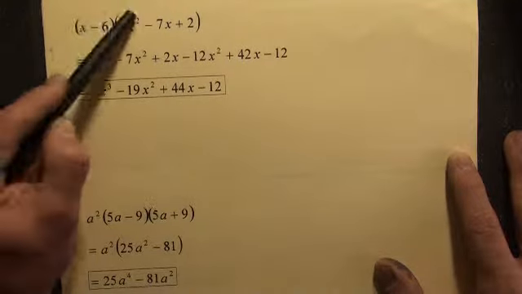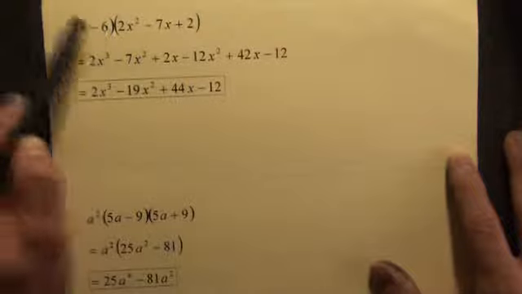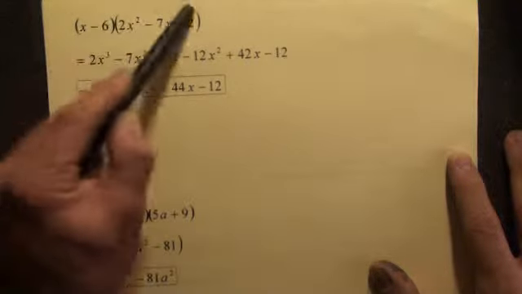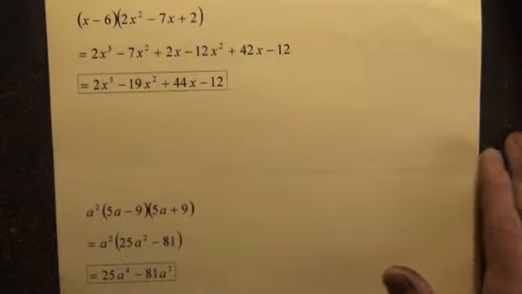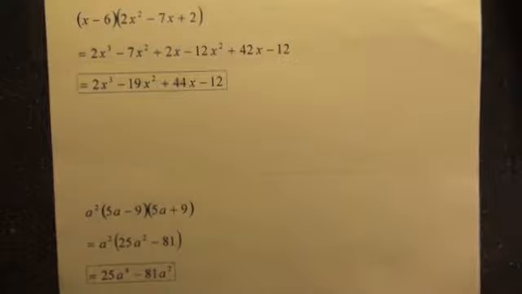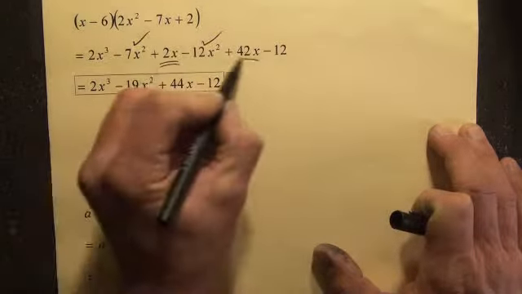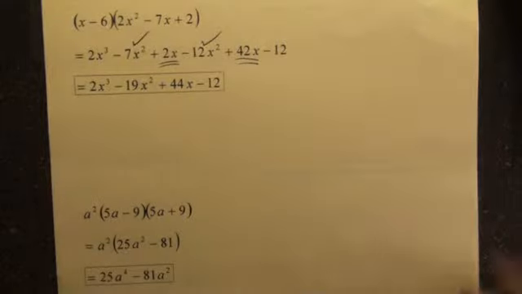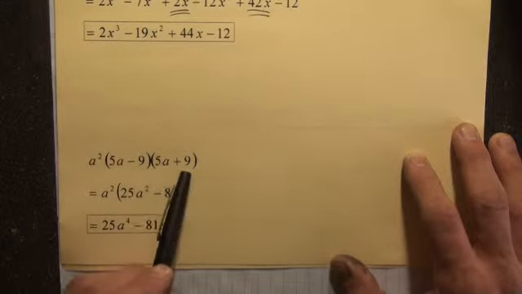Okay? So there's your 2x cubed, 7x squared, and 2x. Okay? 12, 42, 12. Just make sure you got the exponents correct for the variables, and you should be all set. We end up with some like terms. There's an x squared, there's an x squared, there's an x, there's an x. Add them together, negative 19, 44. Done.